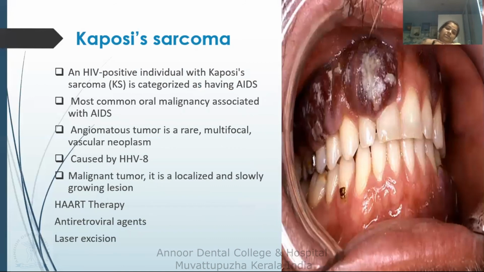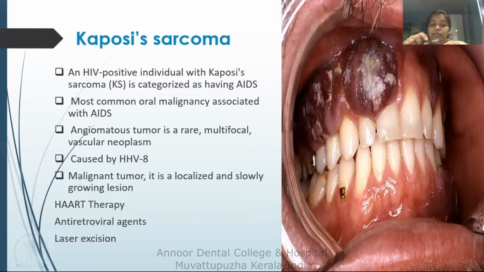Kaposi sarcoma. This is again in an HIV positive individual. Kaposi sarcoma can be categorized as having AIDS. Again, it is a predictive marker. I already told you there are a lot of infections and malignant tumors which come with HIV patients. So this is one of the distinctive malignancies which is there in HIV patients, Kaposi sarcoma.